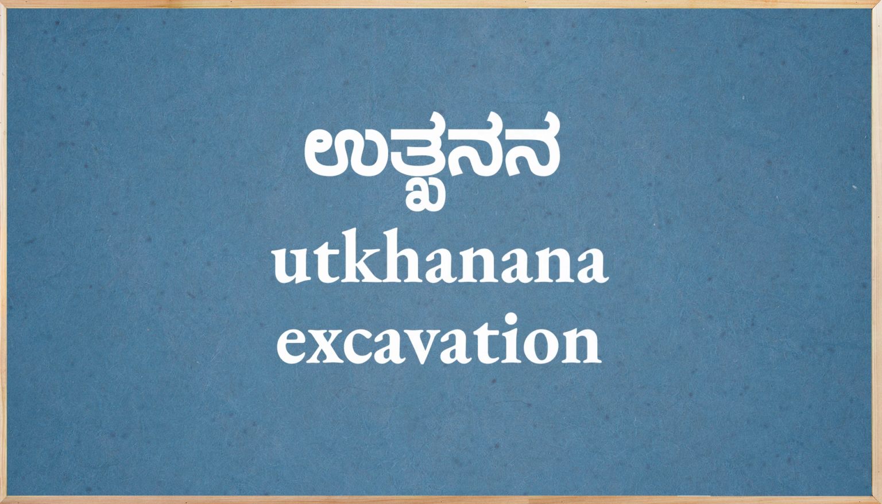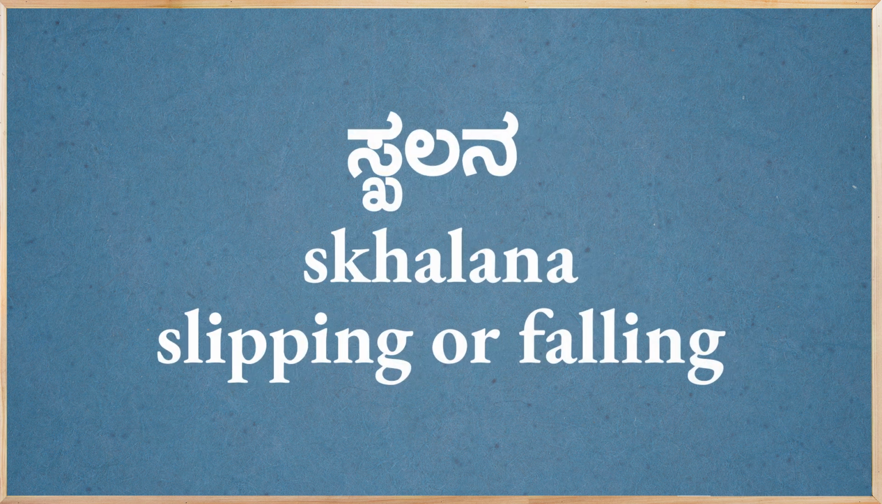Please note the conjunct kha does not occur in Kannada as a germinated doubled form. Kannada, like other Dravidian languages, follows specific phonetic rules that govern consonant clusters. However, kha does appear in conjuncts with other consonants in rare cases. Examples include utkhanana, excavation. Also, skhalana, slipping or falling.